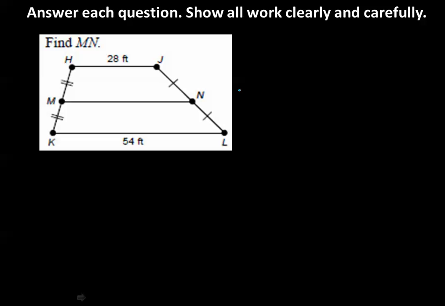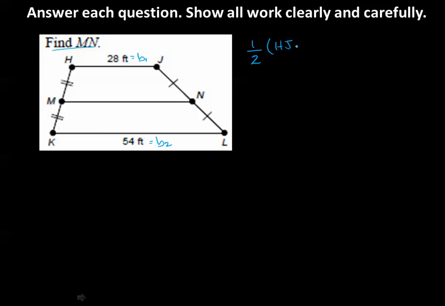Okay, it says show all your work clearly and carefully. So on this, we've got to find the measure of MN, and MN is the midsegment. So let me write out this for you. This is what we said, that we're getting an average of the sum of the bases. Remember, I always call my smallest one B1. This is B2.